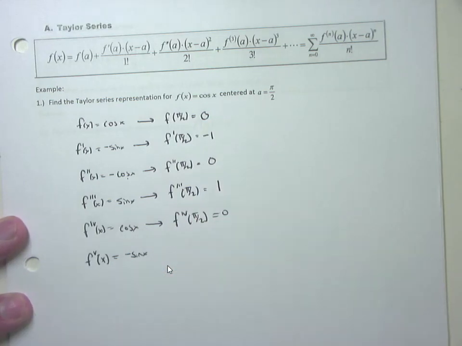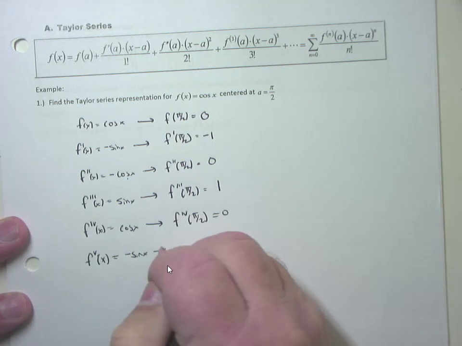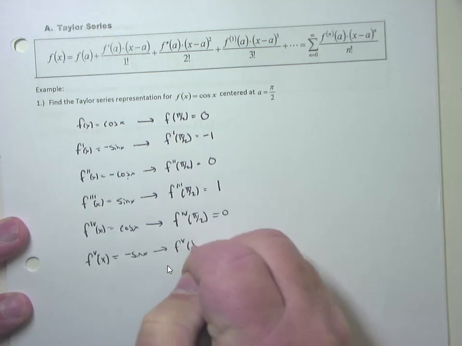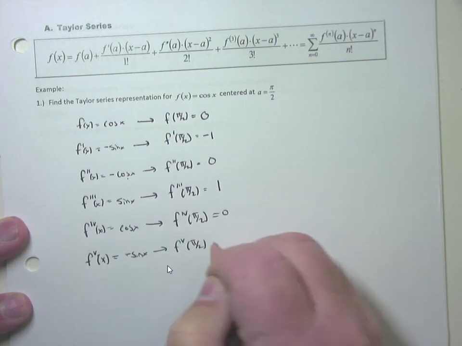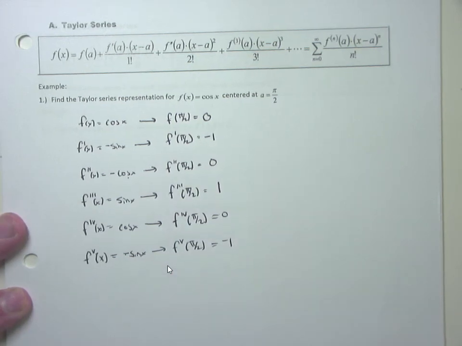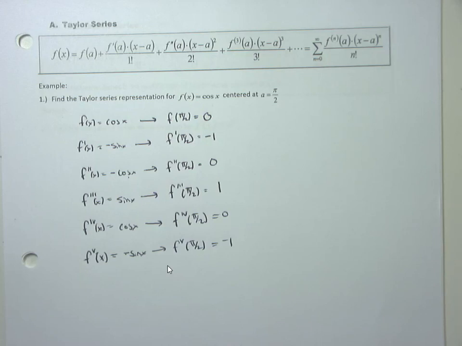Never stop on a 0 term, so one more derivative. Your fifth derivative at pi halves, sine of pi halves is 1. Negative that makes it negative 1. These become the part of the coefficient of what we call the Taylor polynomial, your Taylor series.